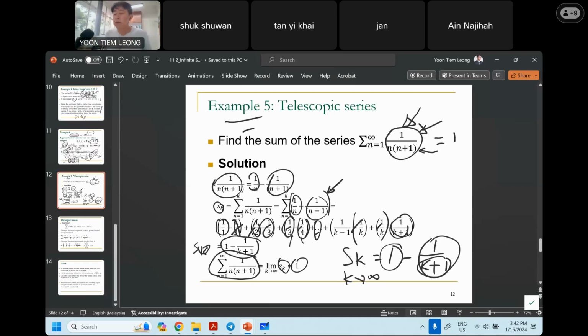Now, the moral of the story of example 5 is that the calculation of the sum of this infinite series is not trivial. You have to be smart to break down the terms into this expression before you can arrive at the correct answer. And you cannot use any formula for calculating the sum of this telescopic series. So there is no general formula or theorem that can help you to calculate the sums of such infinite series.